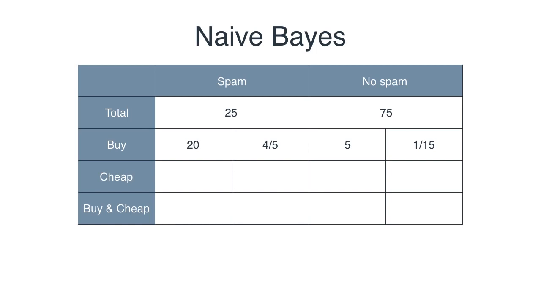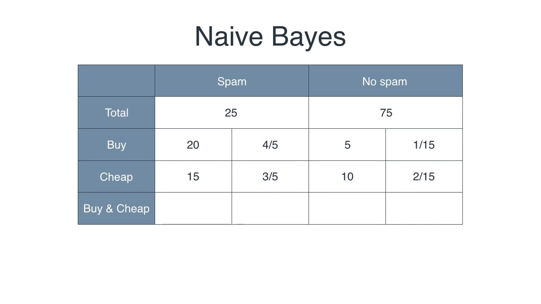Now we're going to fill in the next row. So out of the spam emails, 15 of them contain the word cheap. That's 3/5 because it's 15 divided by 25. And 10 of the 75 that are not spam contain the word cheap. And so that's 2/15 because it's 10 divided by 75.